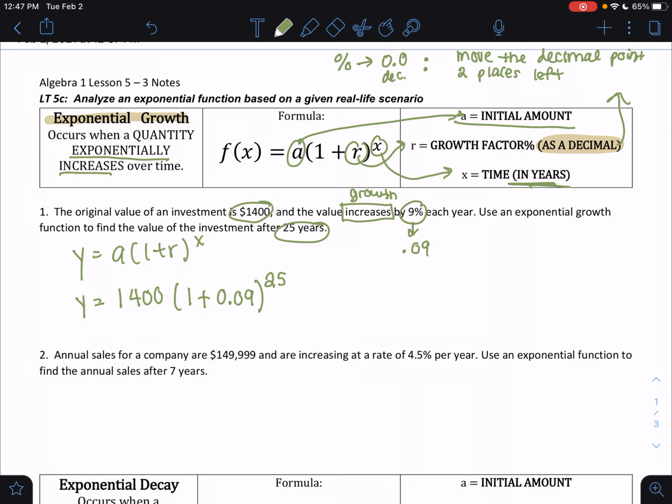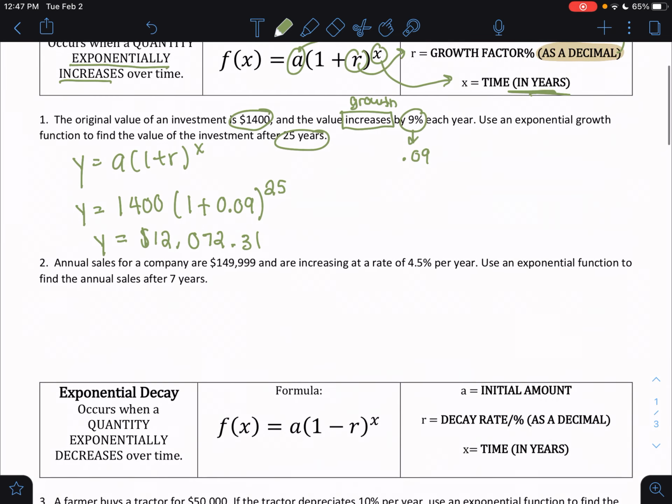And now we solve it. So I would just enter this in your calculator, just as you see it here. If you need some help with that, I can help you in class. And you should get 12,072 and 31 cents. Okay, let's try another one. So again, we see the word increasing, and that tells us we're going to use the growth formula. We have our initial amount, the percent, and the number of years.